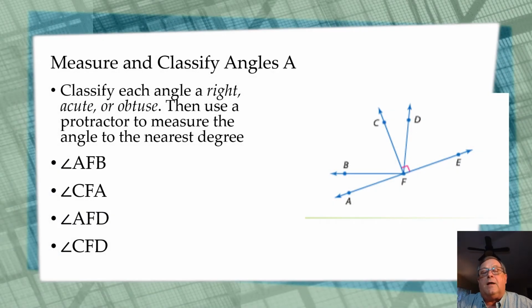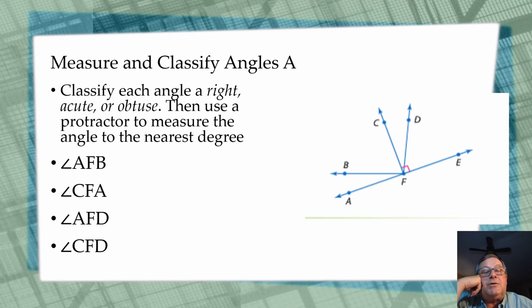So one of the ways that we can classify angles is by their measures. And we have three broad classifications that we use. One is a right angle. That means it's 90 degrees. There's an acute angle. Acute is less than 90 degrees. And obtuse, which is greater than 90 degrees.